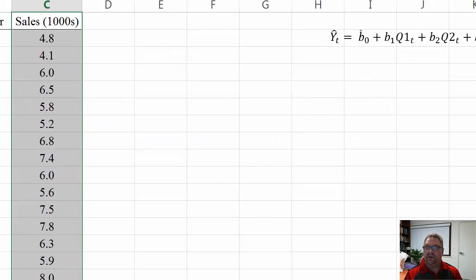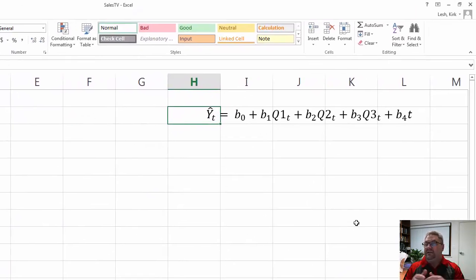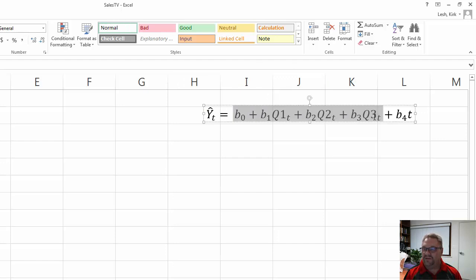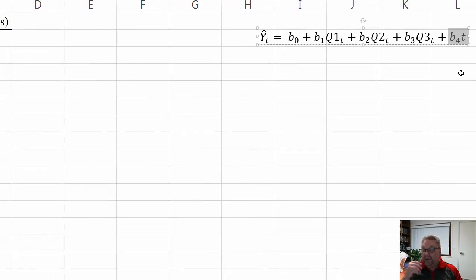Well, here is the regression model that we're going to run. And notice that basically this just combines the regression model from the first two videos, right? Here I have my seasonality component, and then here I have B4 times T. Well, that's going to help me get my trend component, right? So this model is pretty simple. You're just combining the first two models that we did, right? The model with the trend plus the model with the seasonality get you this.